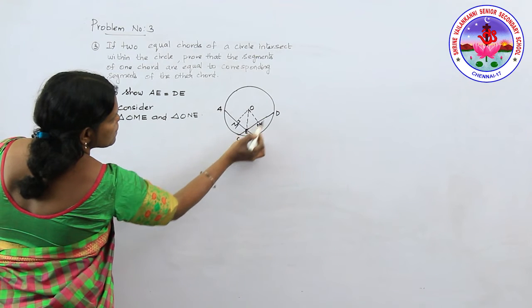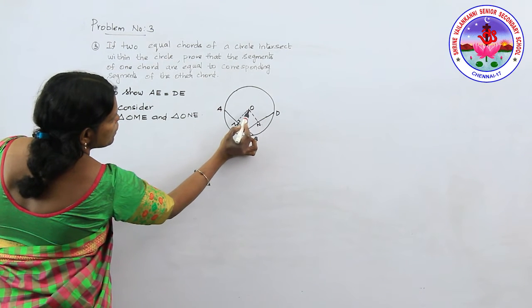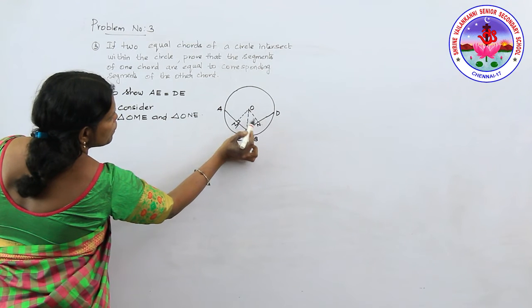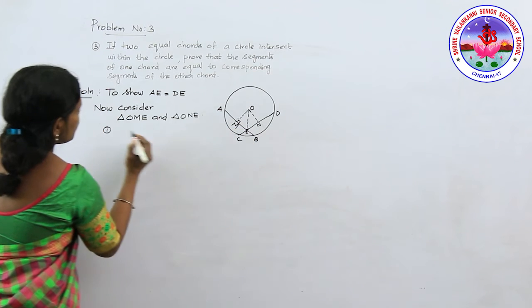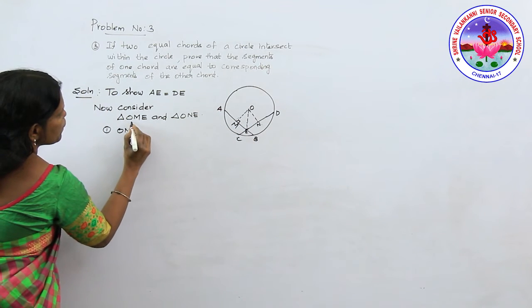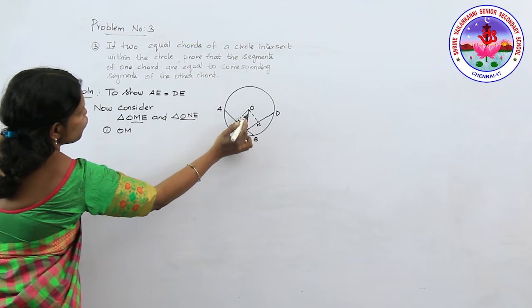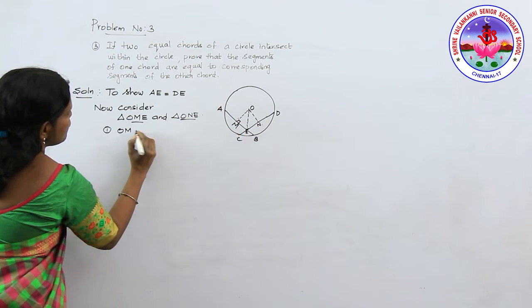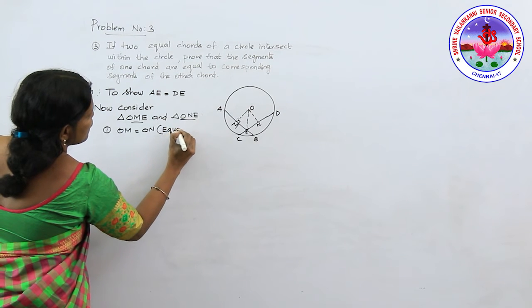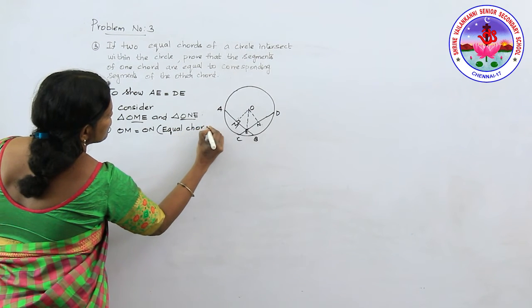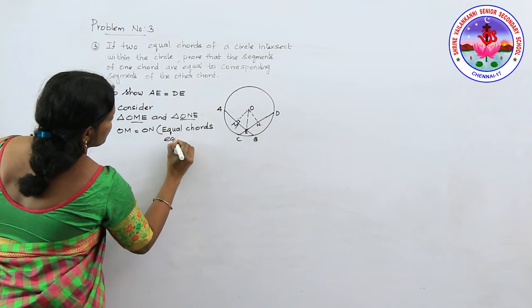So we know AB and CD are equal in length. So automatically the perpendicular lines which are drawn from the center to both the chords are equal in length. So I get OM is equal to ON, where OM and ON belong to triangles OME and ONE. So I am writing OM is equal to ON. The reason is equal chords are equidistant from the center.